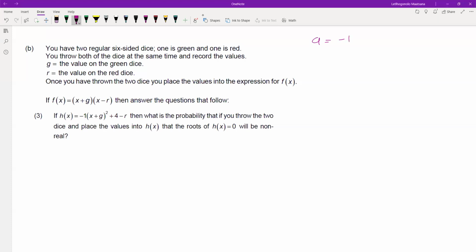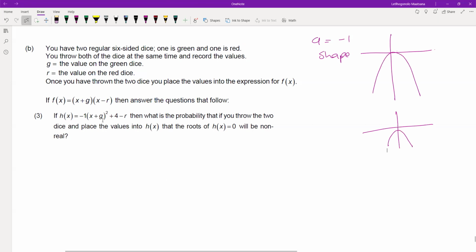is negative. So that means that the shape of our graph would be a sad shape, right? So in order for the roots to be non-real, it means that the graph must not touch the x-axis. It must look like this, right? It must not touch the x-axis.